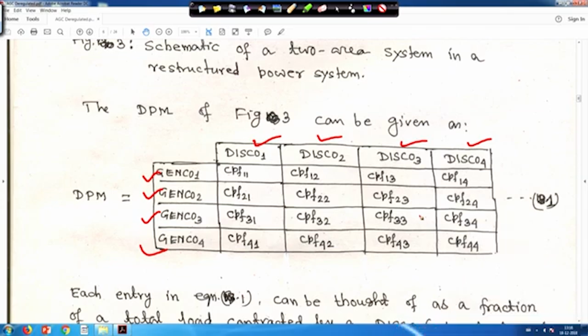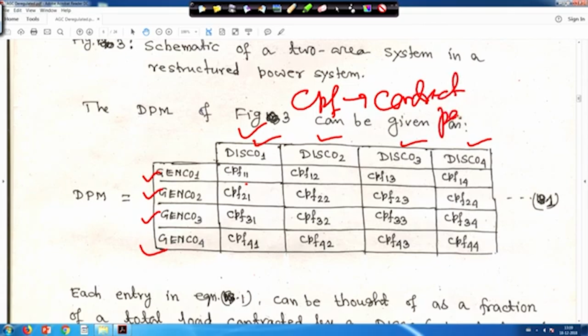Now, suppose this is a distribution company. I have taken one example. Suppose for DISCO 1, this matrix element, in general CPF, is called the contract participation factor. In this case, the CPF values are less than 1.